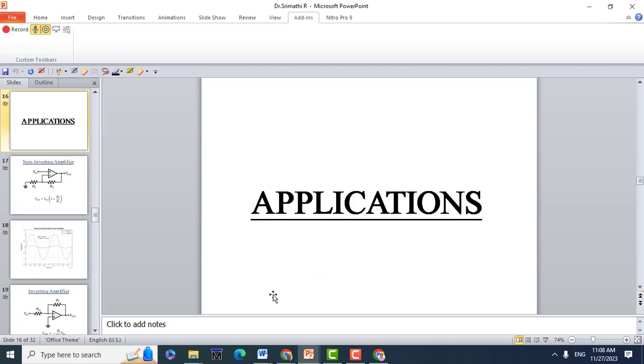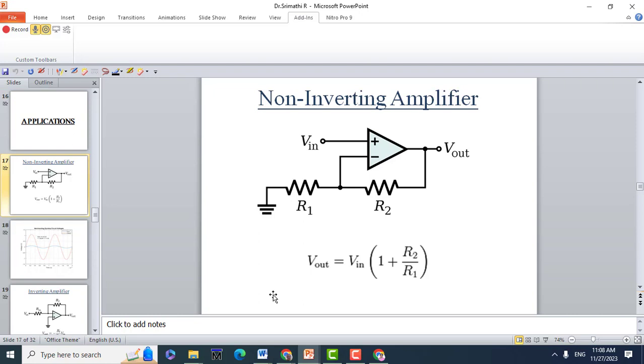So coming to the applications, the first one is the non-inverting amplifier. As the name says, the input is given in the non-inverting terminal, meaning the plus terminal. If I give V in, the output will also be positive, since I'm giving the input at the positive terminal. I'll tell you more about the derivations now.